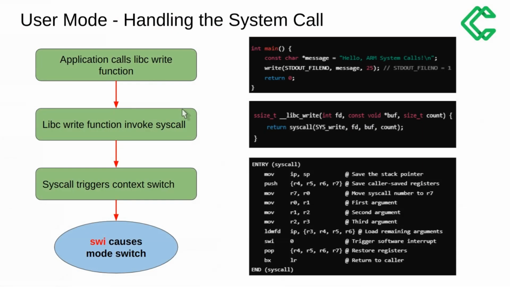From the user mode perspective, to sum up, the application calls the libc write function. The libc write function invokes the system call. The syscall function is implemented in assembly. System call related arguments are placed in the R7, R0, R1 and R2 registers, and the SWI instruction causes a mode switch. Now let's understand what happens next in kernel mode.